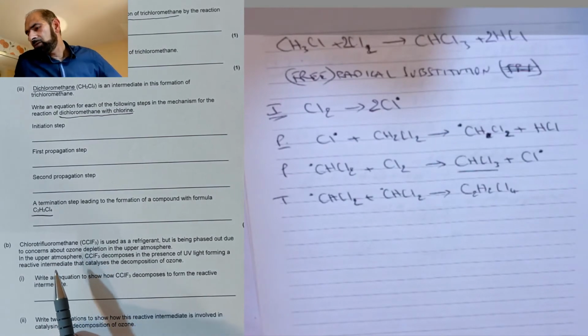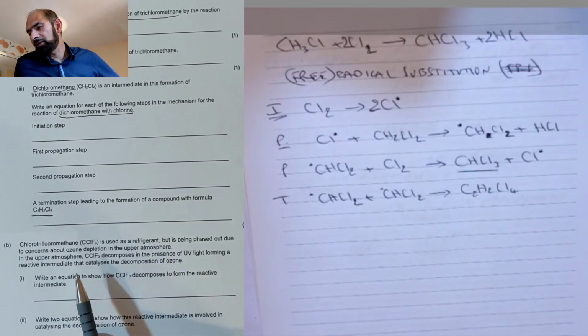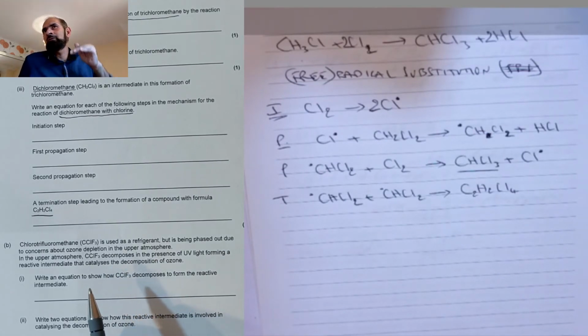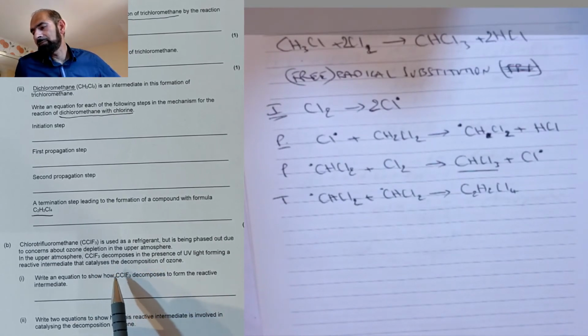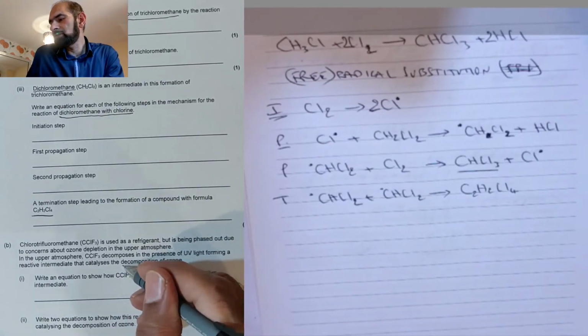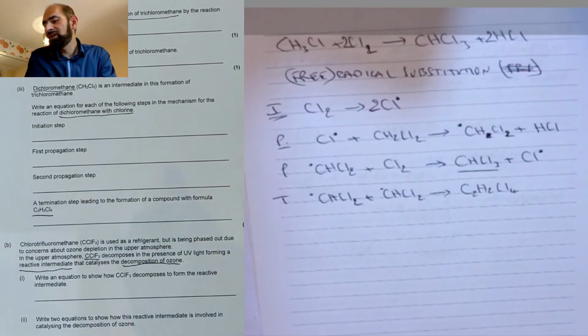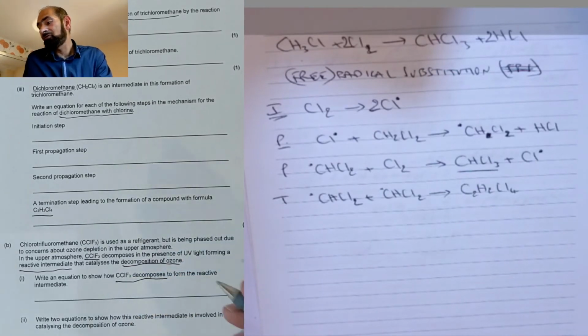Now B, trichloromethane, so yet a different molecule, is used as a refrigerant, but is being phased out due to concerns about ozone depletion in the upper atmosphere. Can you see a bit of background information? They're already taking you along that line. It's to do with the upper atmosphere, it's to do with the ozone. In the upper atmosphere, CClF3, chlorotrifluoromethane, decomposes in the presence of UV light, forming a reactive intermediate that catalyzes the decomposition of ozone. Write an equation to show how CClF3 decomposes to form the reactive intermediate.